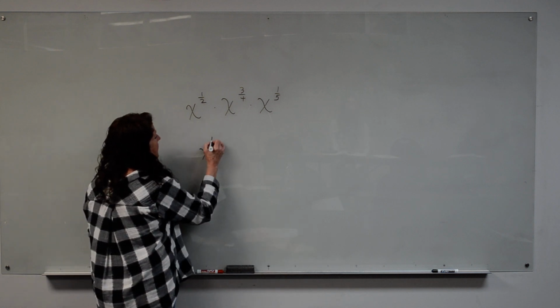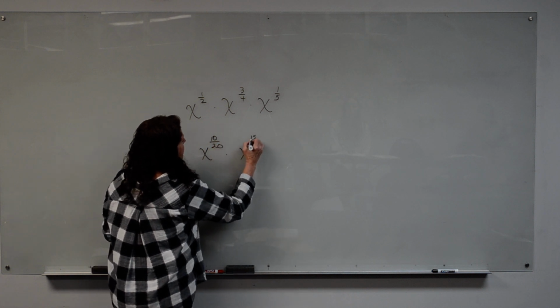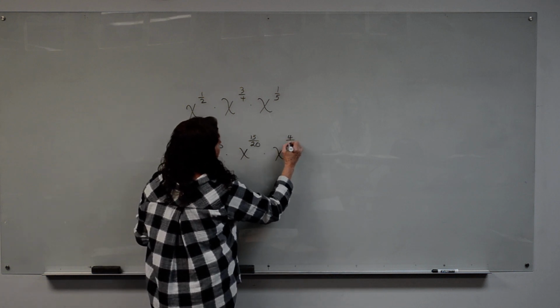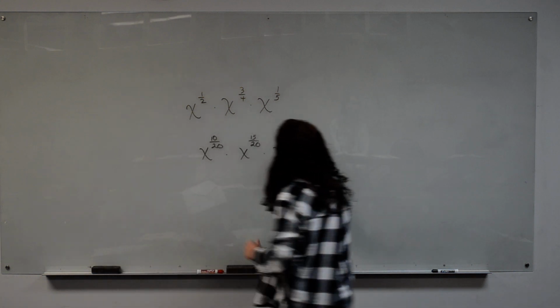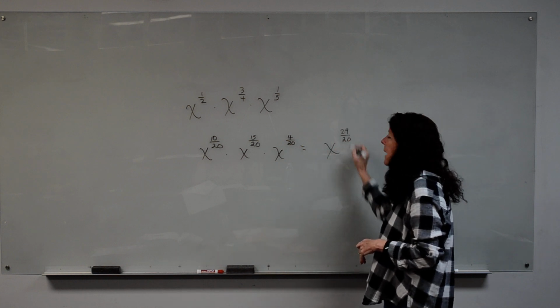If you want to do it by hand, the common denominator is going to be 20. So this one's going to be 10 over 20. This one's going to be 15 over 20. And this one's going to be 4 over 20. When I add all those together, I'm going to get x to the 29 over 20 power, correct?